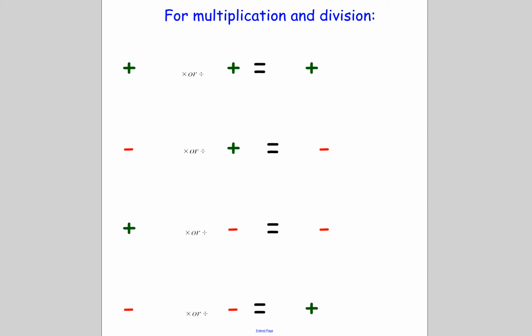So for multiplication and division, notice it says multiplication, division, multiplication, division. If you have a positive and you multiply or divide by a positive, your answer is going to be positive. Negative, multiply or divide by a positive, it's going to give you a negative answer. A positive, multiplied or divided by a negative is going to give you a negative answer. I'm starting to yawn as I read this to you. And a negative multiplied or divided by a negative is a positive answer.